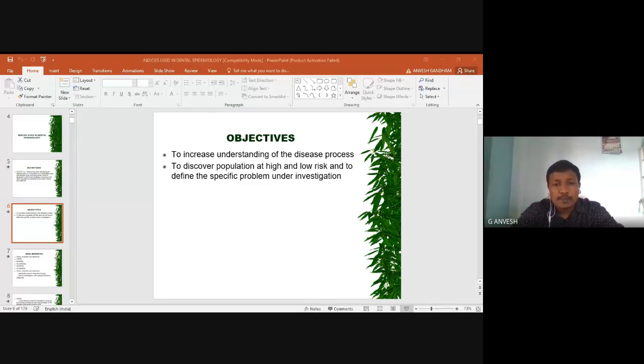And the last one is to compare the effects of a community program and evaluate the results. So these are the uses of an index in the individual patient, in research, and in community health. If we classify the indices, we have various classifications. The first classification is based on the direction in which the scores can fluctuate. So if you see the direction, we have irreversible index and reversible index.